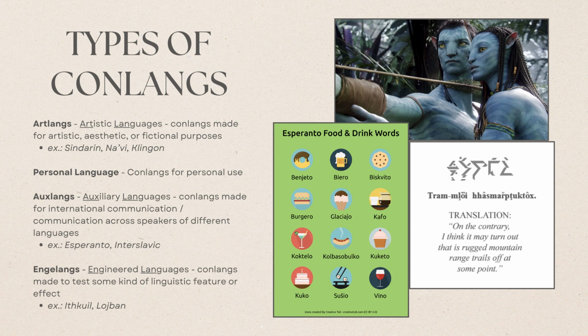And then you have a weird branch called Engelangs, or engineered languages. These are made to test some kind of linguistic effect. So I like to think of them as kind of an experimental conlang to see what would happen given some kind of linguistics or conlanging question. For example, we have Ithkuil, and the goal of Ithkuil was to see how we could convey as much information with as little time as possible, or as few sounds as possible. So take this very short sentence in Ithkuil, for example, and this whole thing means, "On the contrary, I think it may turn out that this rugged mountain range trails off at some point."